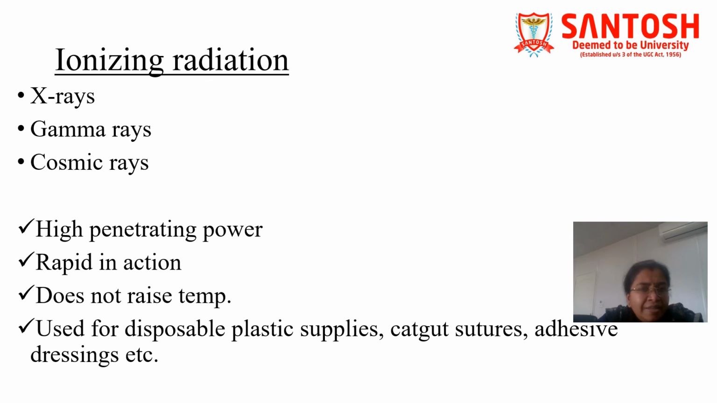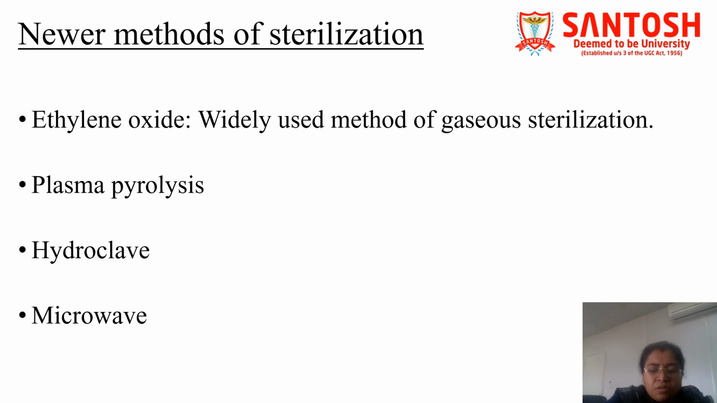Ionizing radiation includes X-rays, gamma rays, cosmic rays. They have high penetration, are rapid, and do not raise temperature. Therefore they are known as cold sterilization and used for disposable plastic supplies, catgut sutures, adhesive materials, and dressings. So that is all about the sterilization methods.